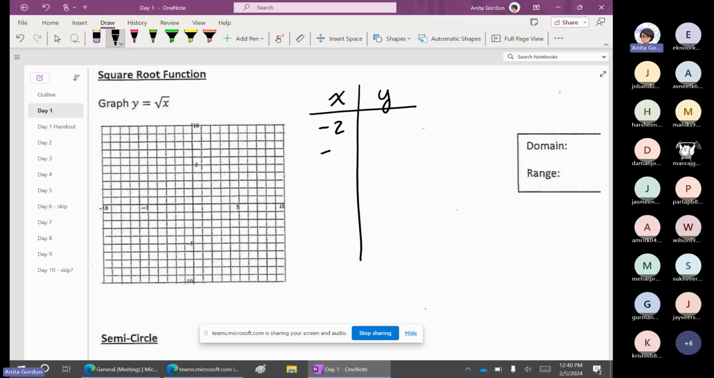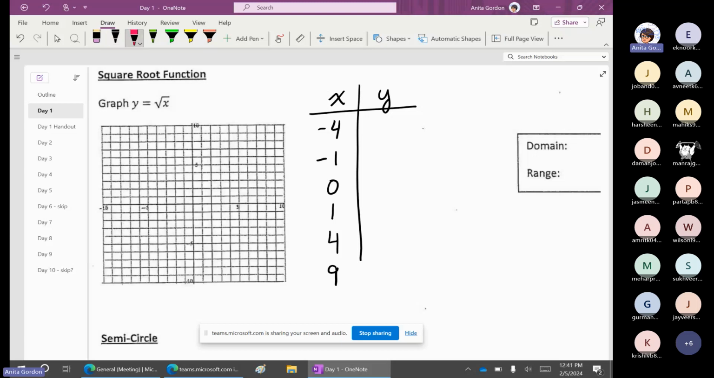Let's do -2. Oh, no, it's the square and square root. Let's do nice numbers. -4, -1, 0, 1, 4. Let's do 9. Okay, so y is the square root of the number that we put into x. So what are my y values?